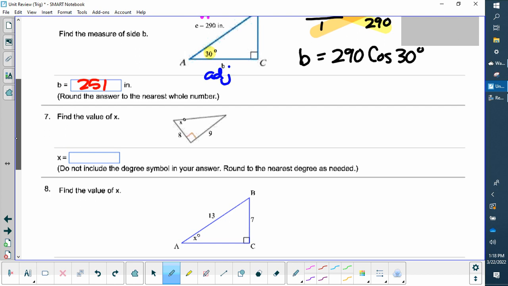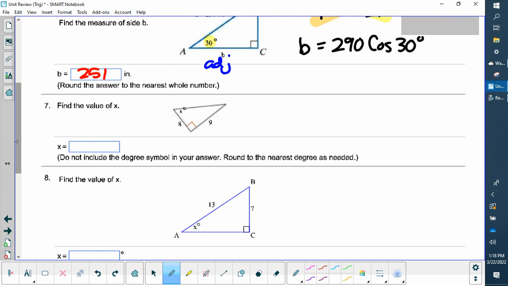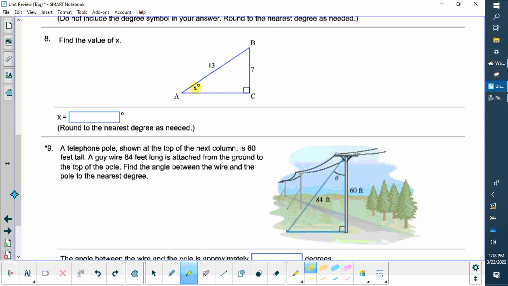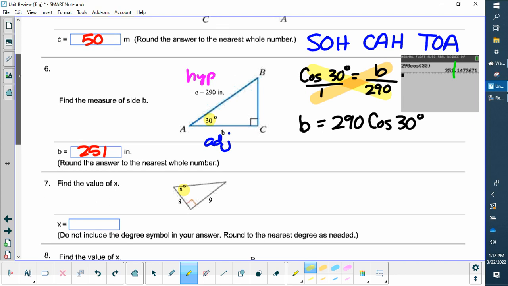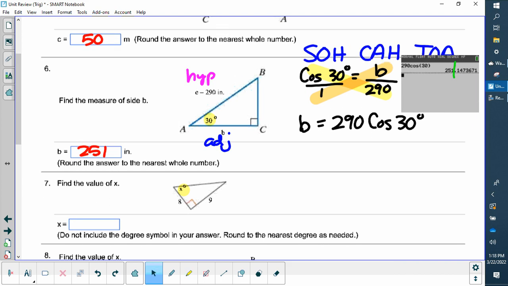Okay, down to problem 7. All right, these next 3 problems are different. The last 3 problems I was looking for sides. You'll notice the next 3 problems, even though it's in story problem format, I'm looking for angles. But I am still going to use SOHCAHTOA, so I'm going to pull this down.